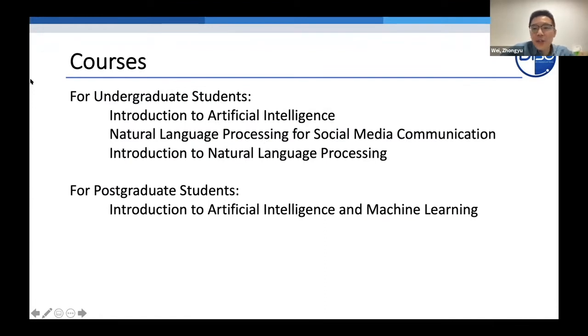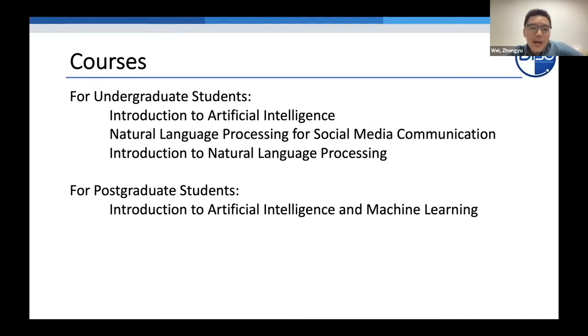As a professor in the university, our lab also offers some courses to undergraduate and postgraduate students. For the undergraduate students, we offer introduction to artificial intelligence and natural language processing for social media communication. The second course is a collaboration course with professors in other departments. We want to offer some technology to those students without a technology background. And the third one is introduction to natural language processing. For postgraduate students, we offer introduction to artificial intelligence and machine learning.